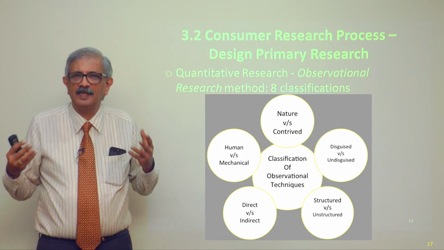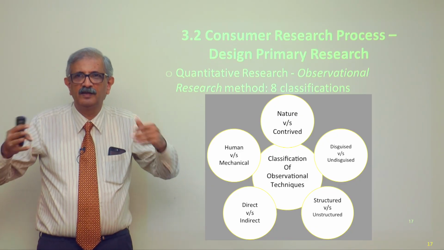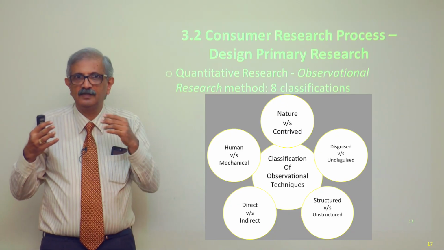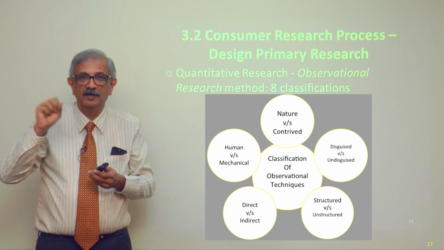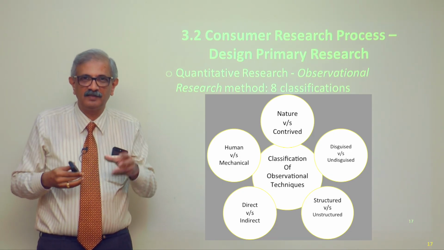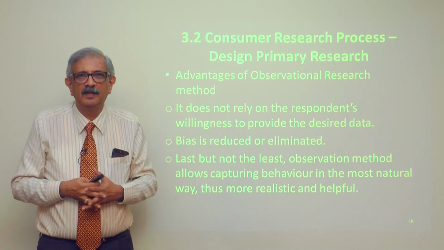Mechanical is like there is a camera, there is an eye reader, etc. In a shopping mall or on a shopping rack, there is a camera behind. So what the consumer is looking at is captured, and accordingly they know that they looked more at this shampoo or this product, this category of product, etc. So these are the classifications. Not to spend much on it.